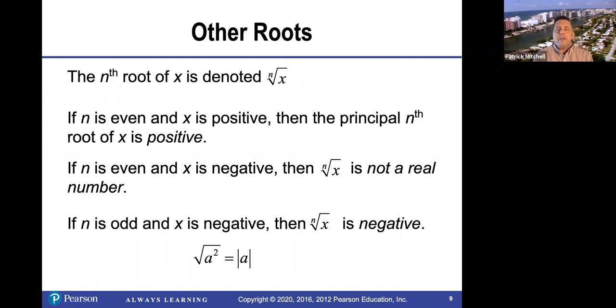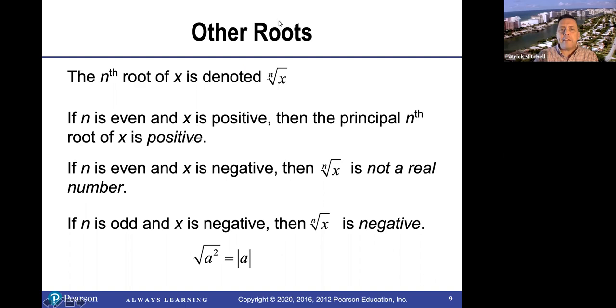And to make that a little bit more general, we can talk about other roots. The nth root of x is written like this. We were just talking about square roots. Square roots could be called second roots, all right? They're never called that, but that's the idea. If n is even, and by the way, this number n is called the index of the radical, and x is positive, then the principal nth root of x is positive.